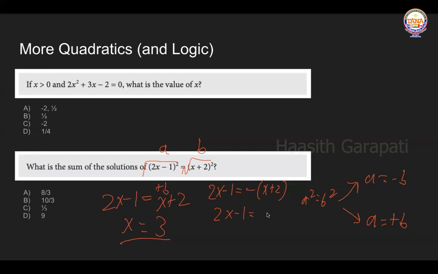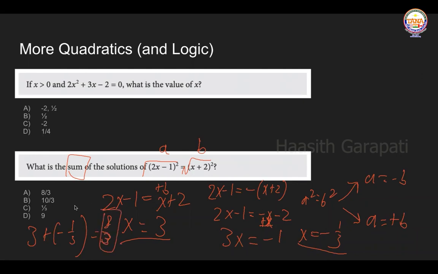2x minus 1 is equal to negative x minus 2. And now we have to simplify this. Okay, so we get 3x is equal to negative 1, x is equal to negative 1/3. And they say, what is the sum of the solution? So we got to do 3 plus negative 1/3. That is going to equal 8/3. And therefore, A is going to be the correct answer.